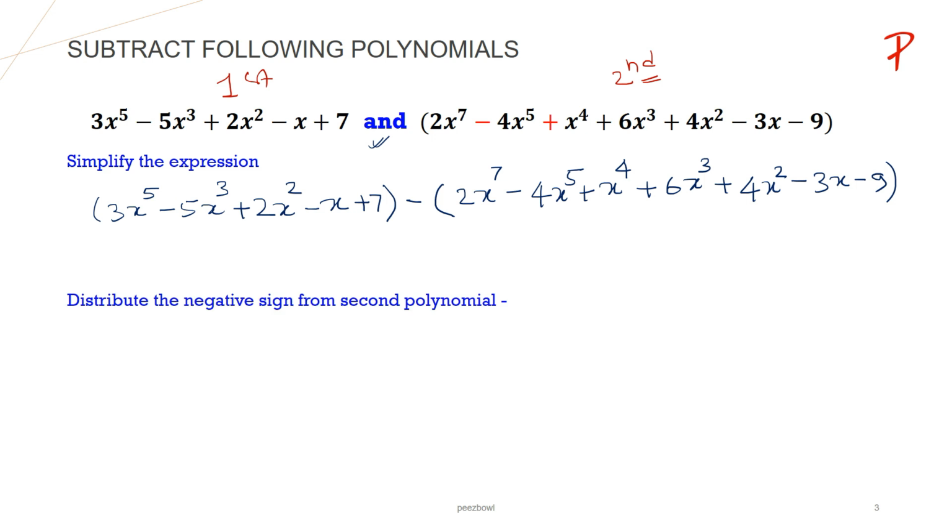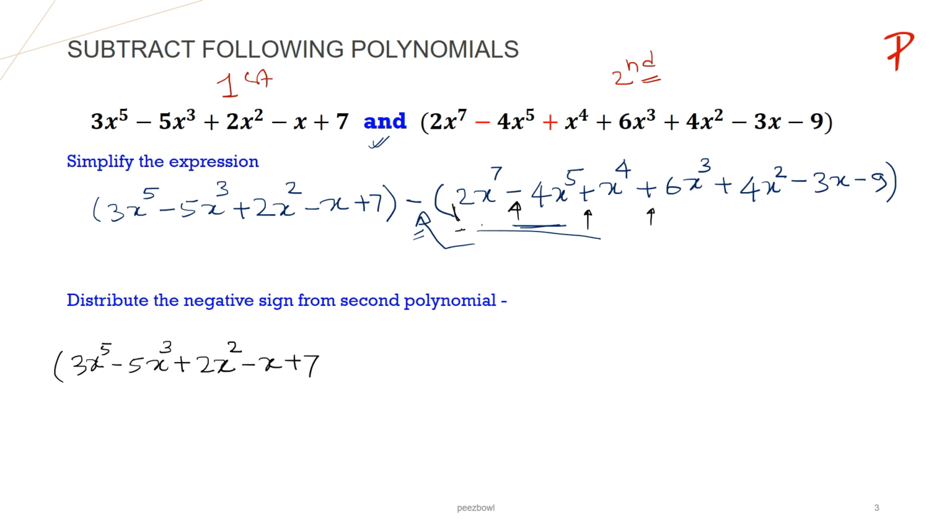Okay. Now I need to distribute the negative sign from the second polynomial. So this is the second polynomial we have, and before it there is a negative sign. So I have to distribute the negative sign from the second polynomial. Okay, so I am going to write the first polynomial as it is. In the bracket we have 3x^5 minus 5x^3 plus 2x^2 minus x plus 7. And for the second polynomial I have to distribute the negative sign. That means all the positive terms will become negative and all the negative terms will become positive.